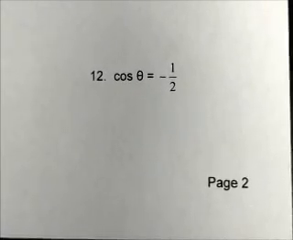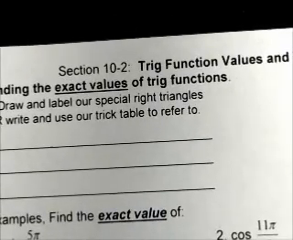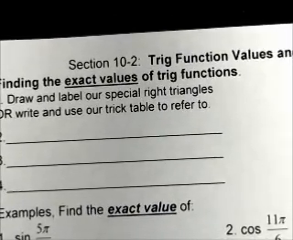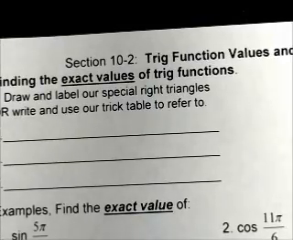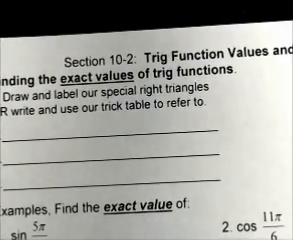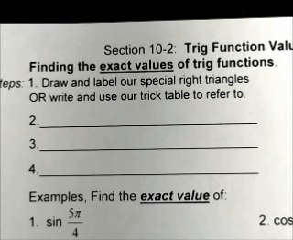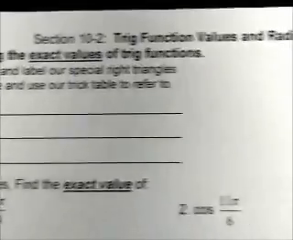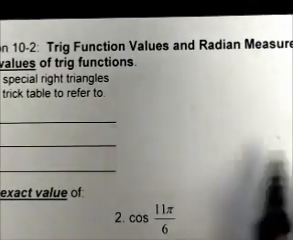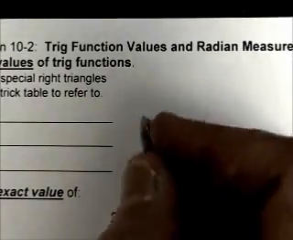Today we're starting on page 2 of our Chapter 10 notes packet, Section 10.2, trig function values and radian measures. So we'll be learning two things today. Finding the exact value of trig functions first. These are the steps. We're going to draw and label our special right triangles or write and use our trig table to refer to. So I'm going to, over on the right hand side here, draw the trig table.